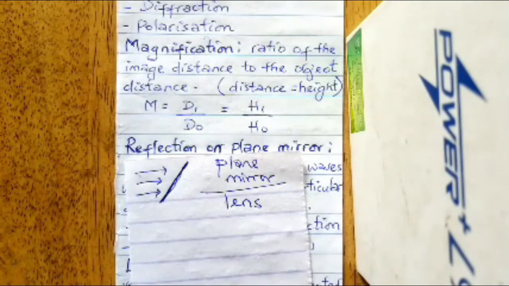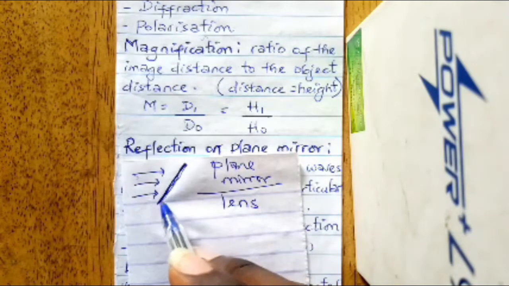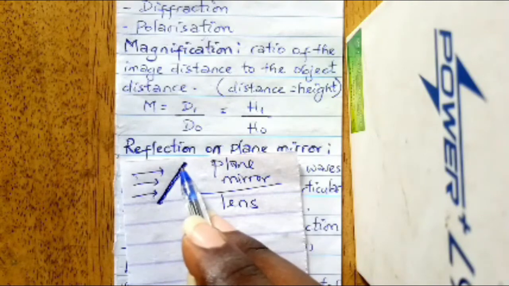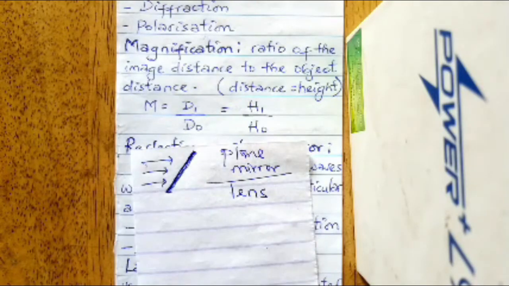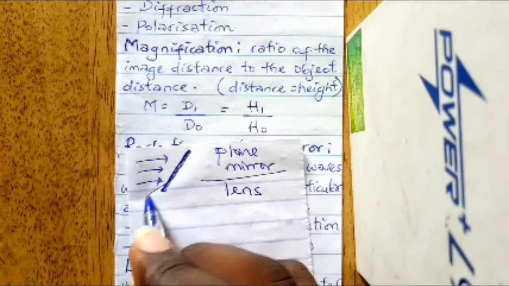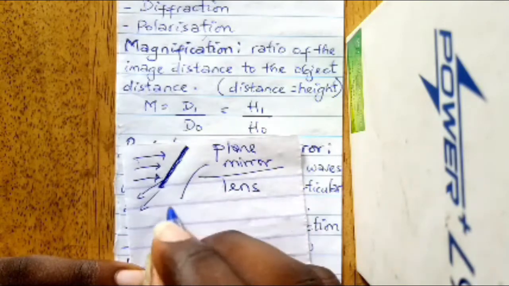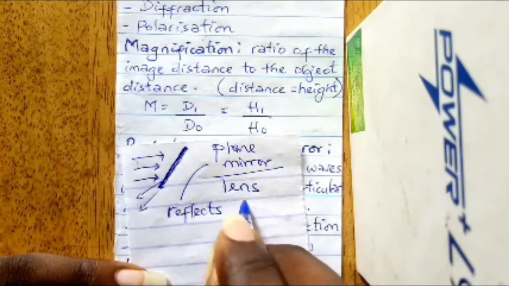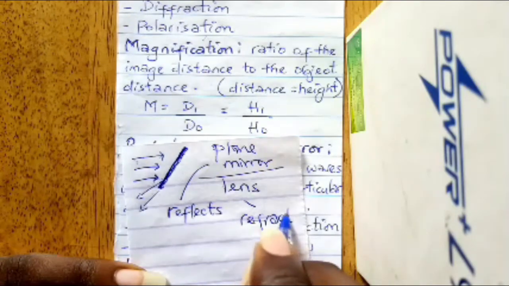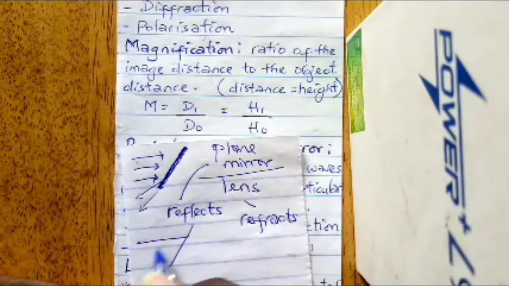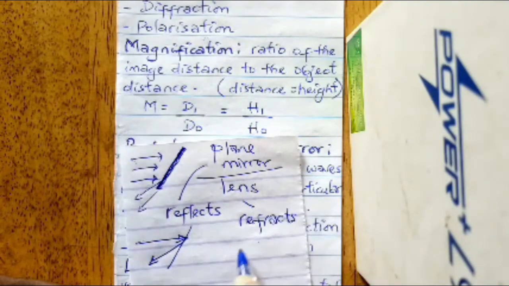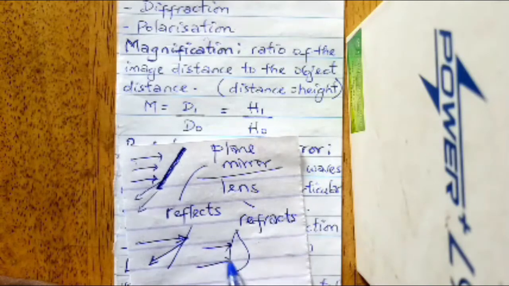There is a difference between these two. A plane mirror reflects light. This is the coated surface. Plane mirrors reflect light waves, so on incidence of light waves here, they begin to move in another direction. Lenses refract light rays. So a plane mirror reflects while a lens refracts. For a plane mirror, you have light waves incident at it, but for a lens, you have light waves being refracted through it.